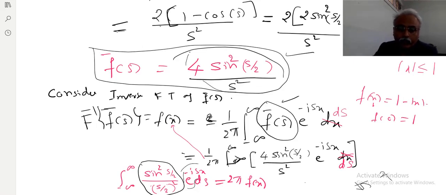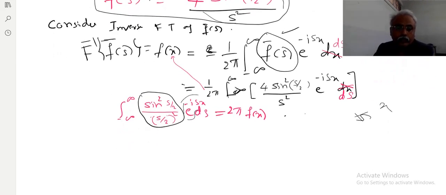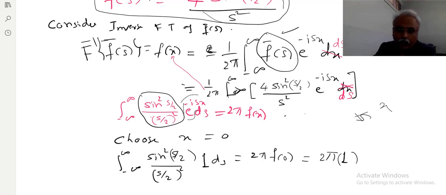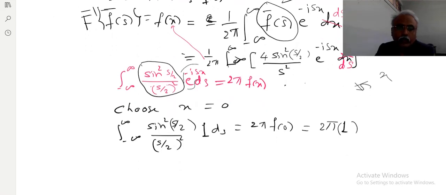So if I choose properly, x equal to 0, then the integral from minus infinity to plus infinity of sine square s by 2 by s by 2 whole square, into 1 ds equals 2 pi into 1, f of 0, which is 2 pi. Now what remains is that you have to bring it into the standard format.